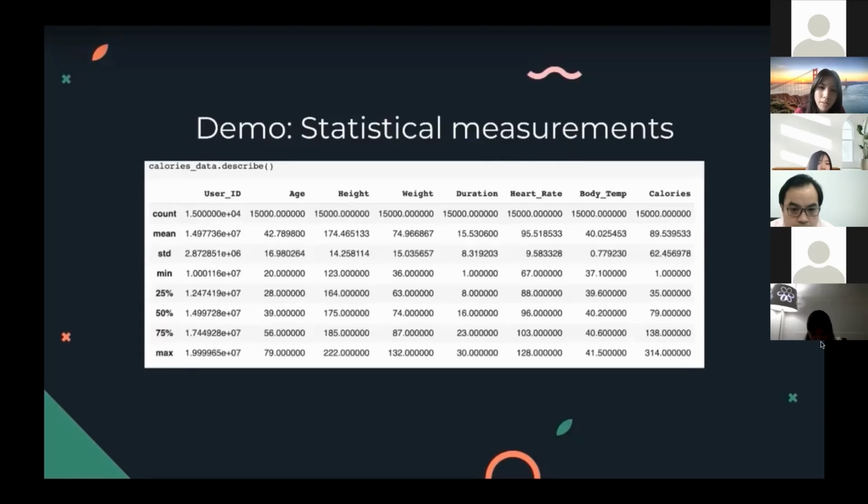This is the data analysis section. The statistical data such as mean, range, and percentiles are displayed by the describe function.